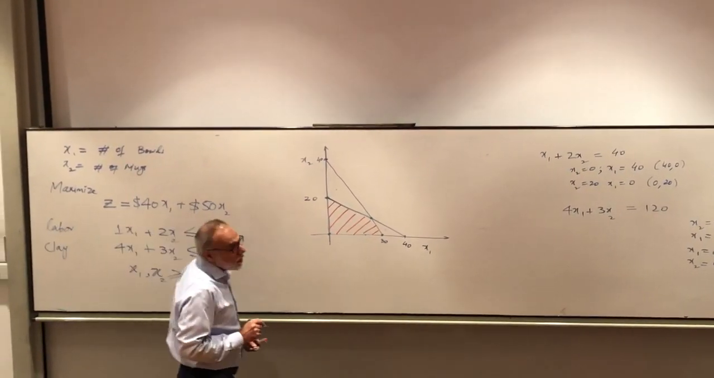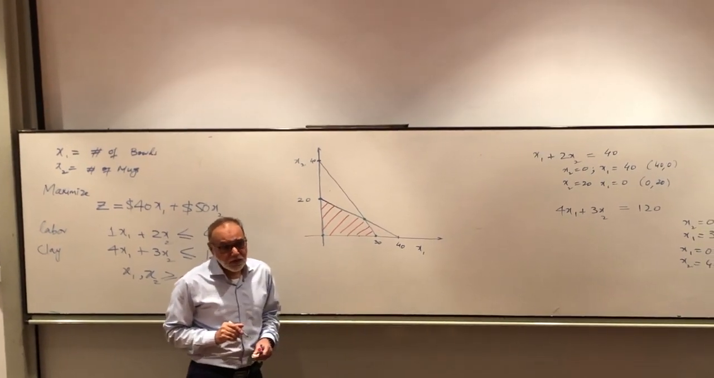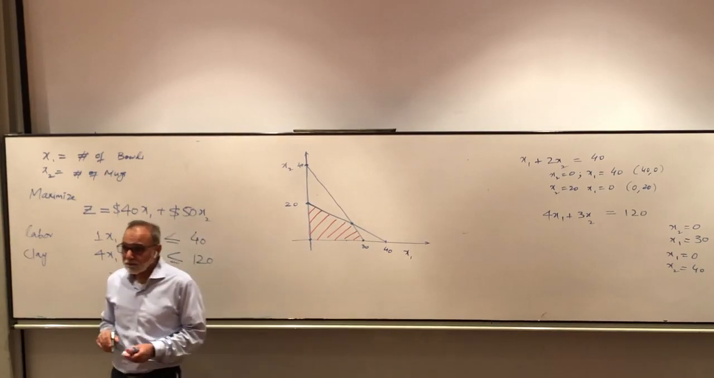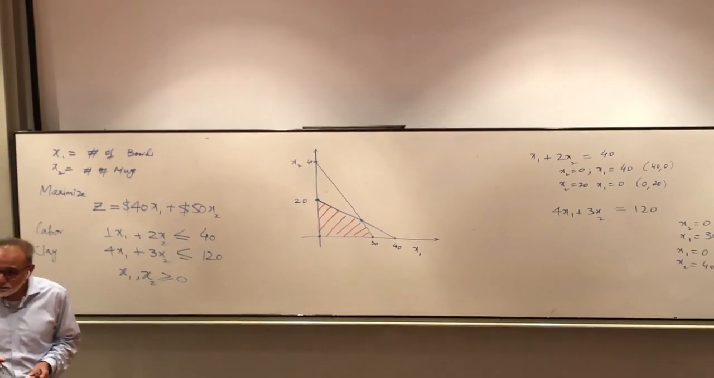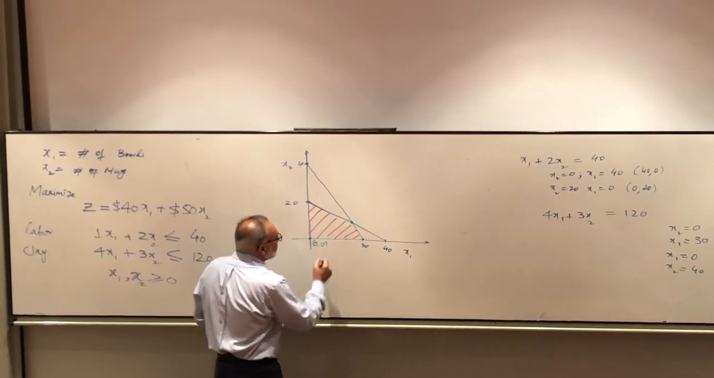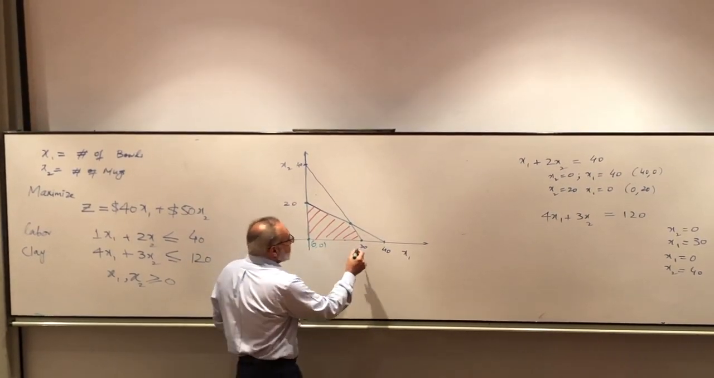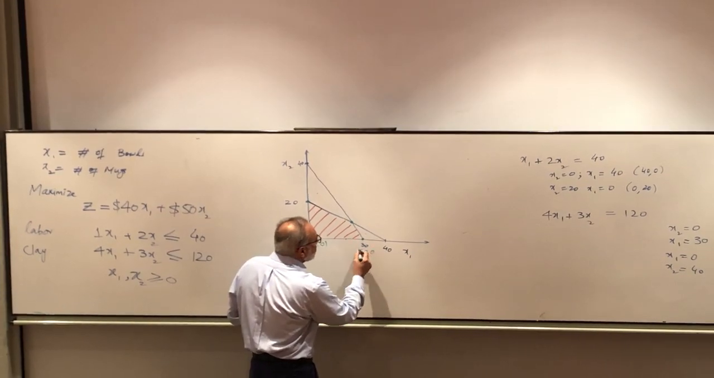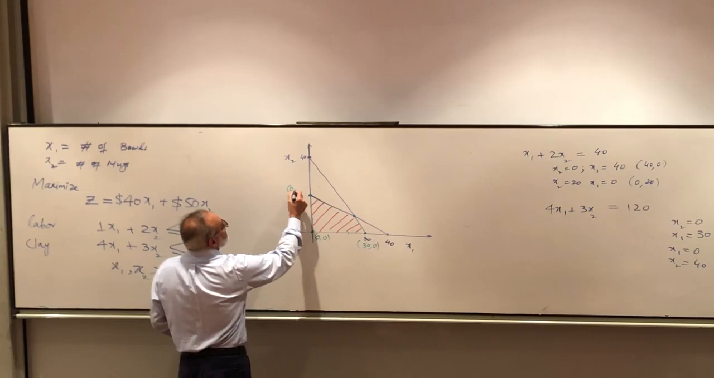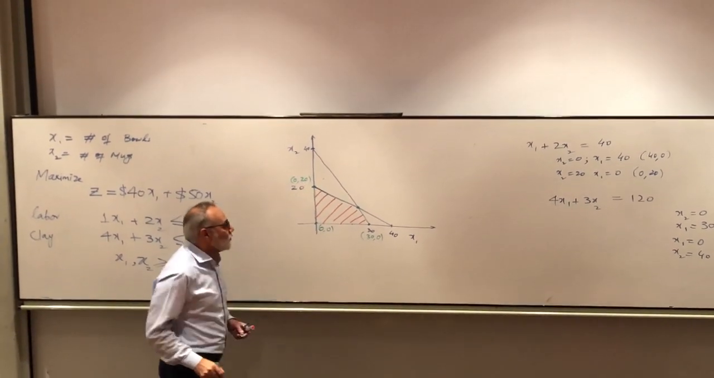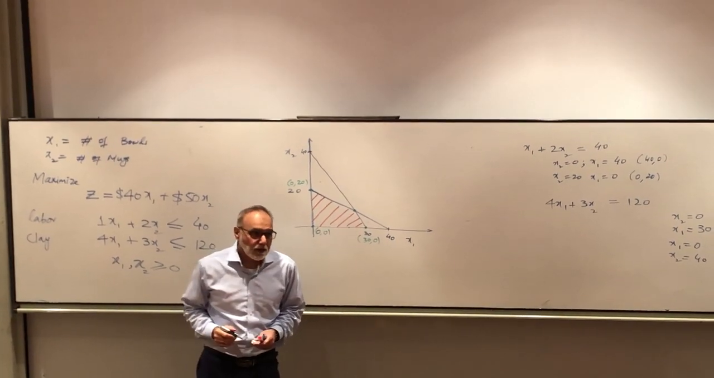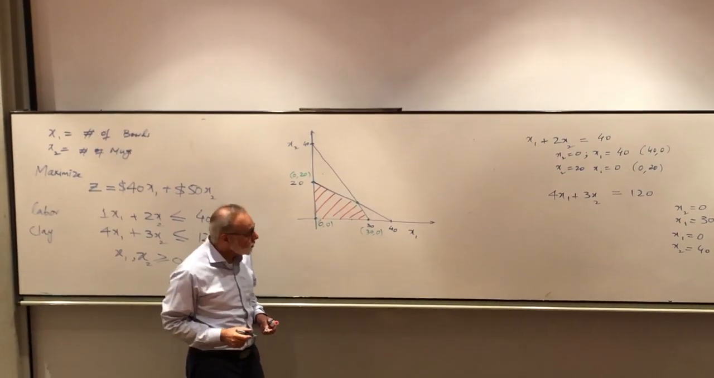And we can work out the profit at each point, and the maximum gives our optimal answer. So this point is (0, 0). This point is (30, 0). And this point is (0, 20). Now for this point, the intersection between the two equations.